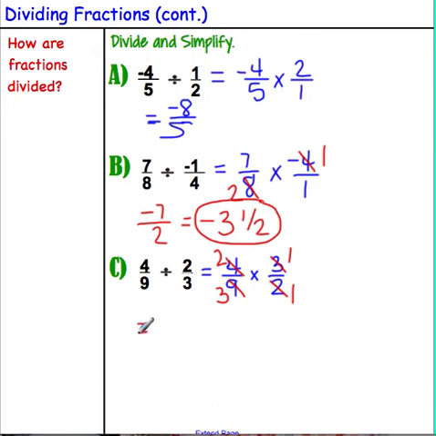So when I go ahead and multiply across the top, I get 2. And across the bottom, I get 3. Therefore giving me 2/3 for a final answer.